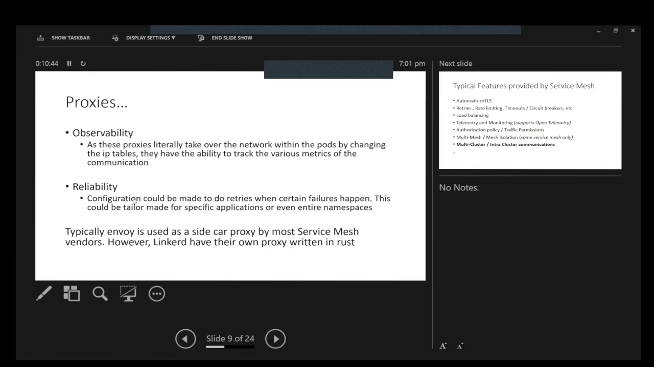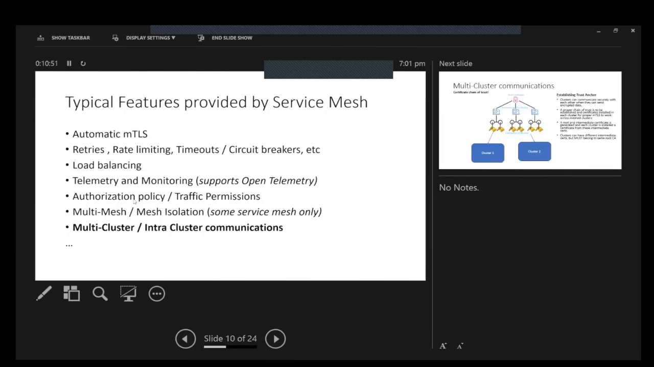So these are the very high level. How does it solve the security, observability, and reliability concerns, right? And let's look at what features are provided by service mesh. So this is a top list of features, but this is not the end of it. Each service mesh provider or vendor has their own list of features that they have.